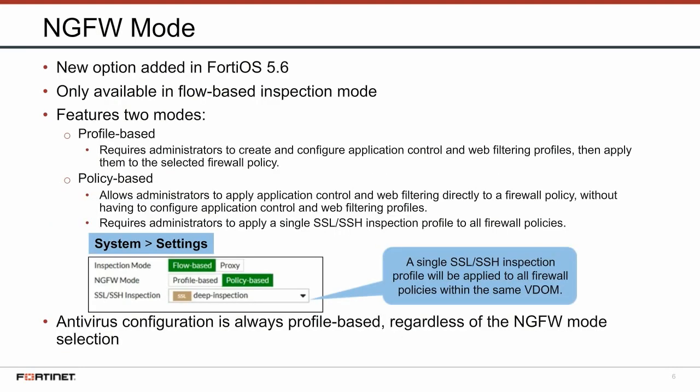You can operate your FortiGate or individual VDOMs in next-generation firewall NGFW policy mode. You can enable NGFW policy mode by setting the inspection mode to flow-based and setting the NGFW mode to policy-based. When selecting NGFW policy-based mode, you also select the SSL SSH inspection mode that is applied to all policies.